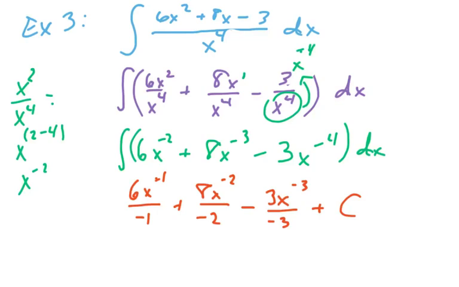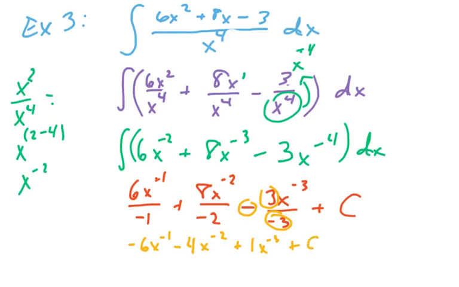Now this problem, we can have quite a bit of simplifying going on. So I'm going to first start with the coefficients. In the first term, 6 divided by -1 is going to become -6, x to the -1st power. 8 divided by -2 is going to become -4, x to the -2 power. And I have a 3 divided by a -3, which is -1, but I'm subtracting that -1, so overall it's going to become +1, x to the -3rd power plus c.